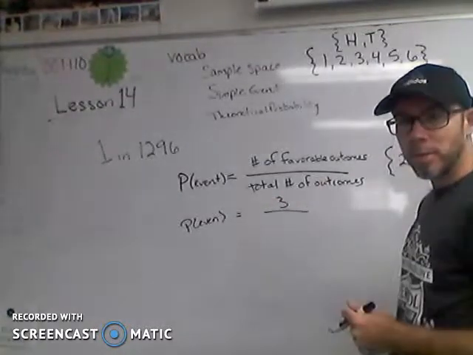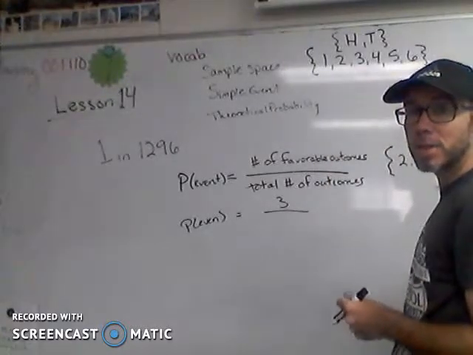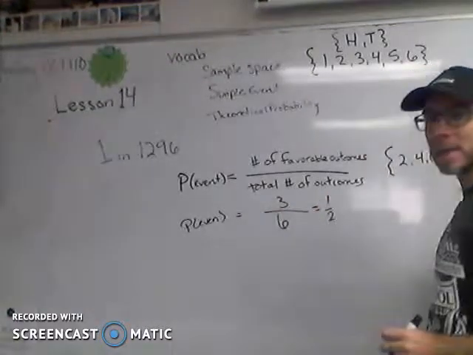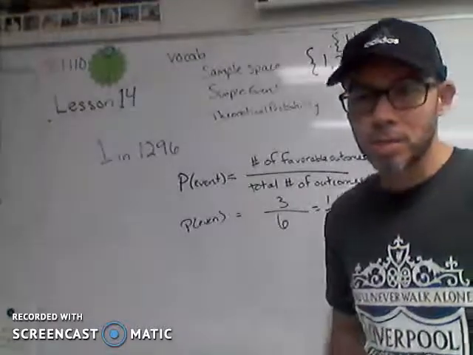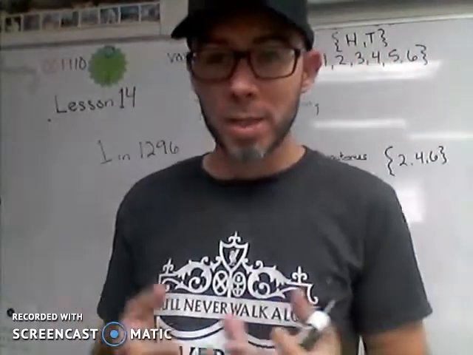And then what are the total number of outcomes? Well, there's our sample space for the total number of outcomes. And there are 6 different things in there. So the probability of rolling an even number on a dice is 1/2, 50%, or 0.5. Pretty simple concept. You just have to look at what is the thing.